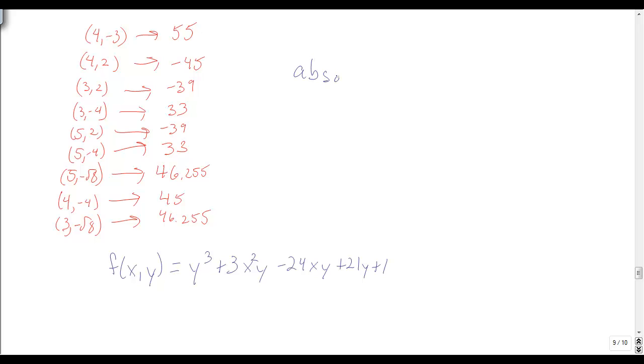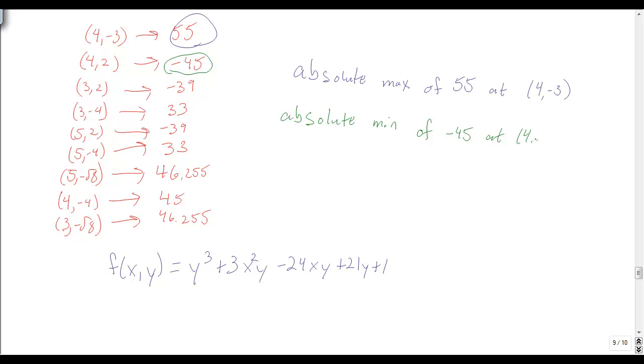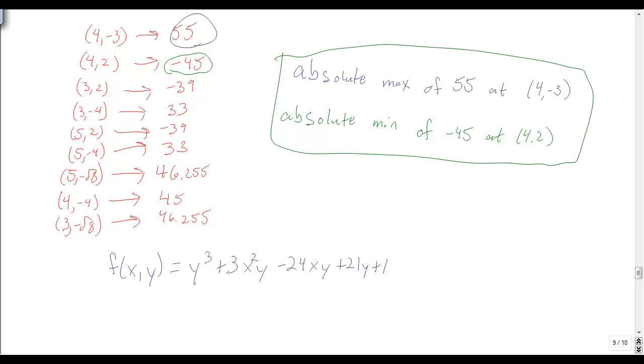So at the end, my absolute max, so the largest value, that's 55, and that was our interior critical point, it turns out, for 4, -3. And then you have an absolute min, I could do that first, but let's match what we did up here, of smallest value is -45 at the point 4, 2. So sometimes you really want the value, sometimes you really want the point. But those are 2 answers for absolute min, absolute max of this function restricted to the rectangle that we have.